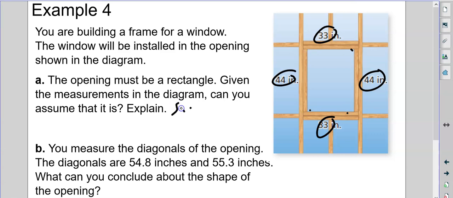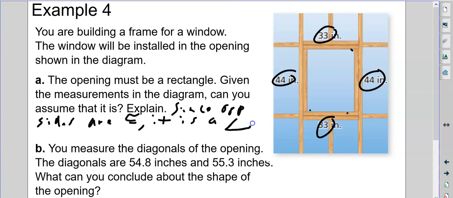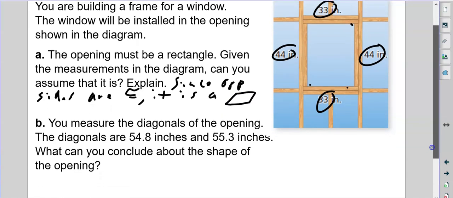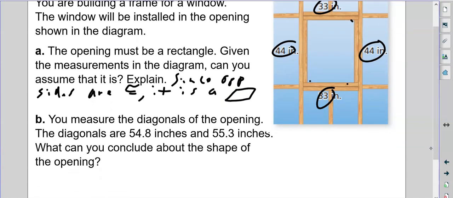All we can say is, since opposite sides are congruent, it is a parallelogram. That's all we know. We can say it's a parallelogram and that's it. You measure the diagonals of the opening. So this one right here and this one right here. One of them is 54.8 and the other one is 55.3.